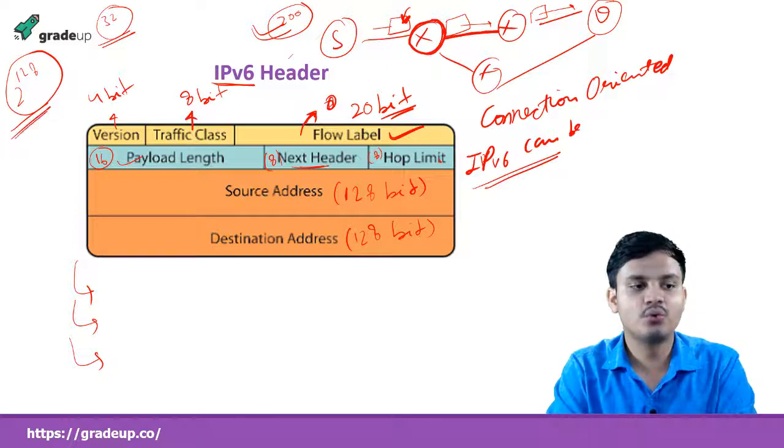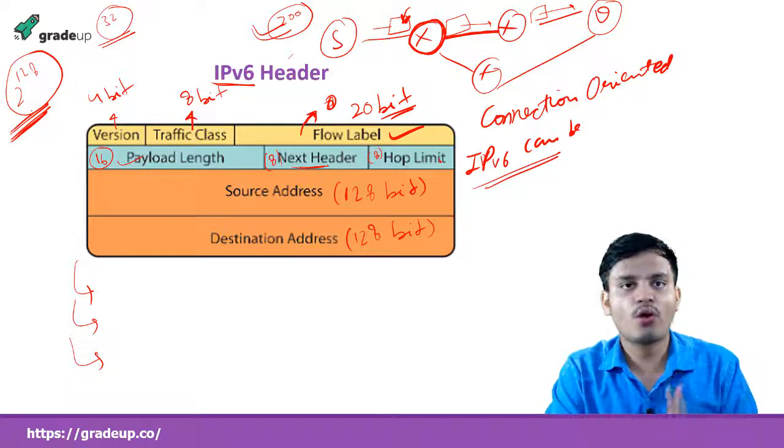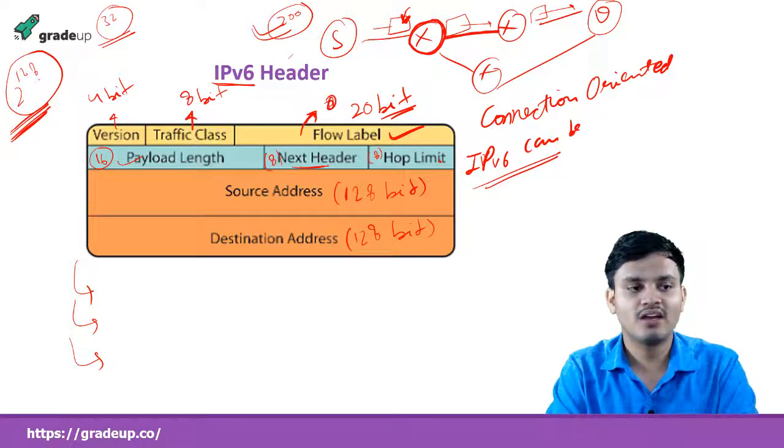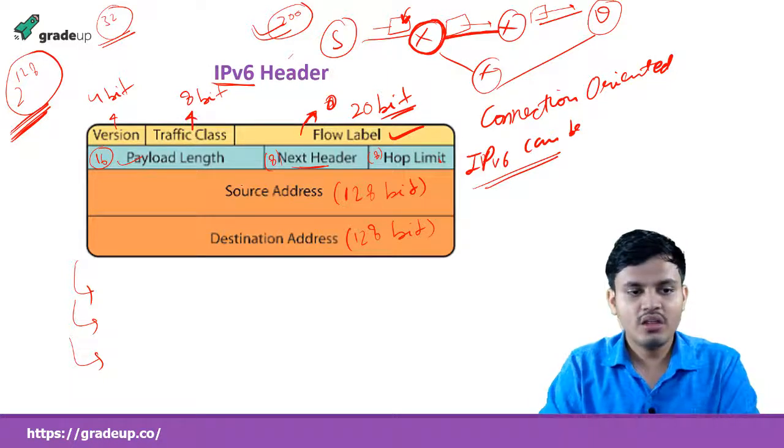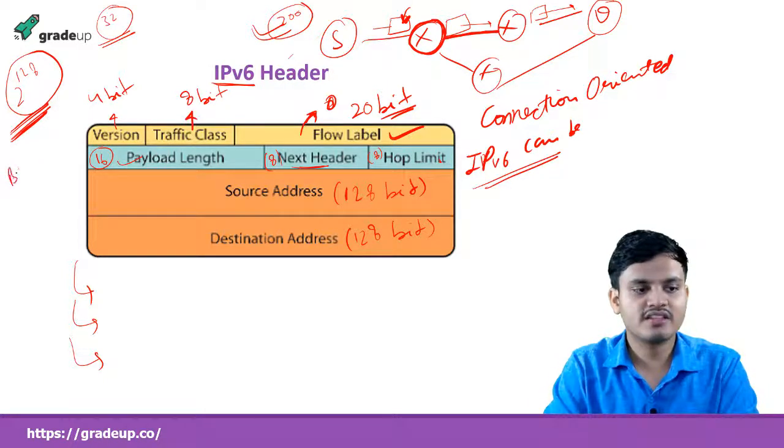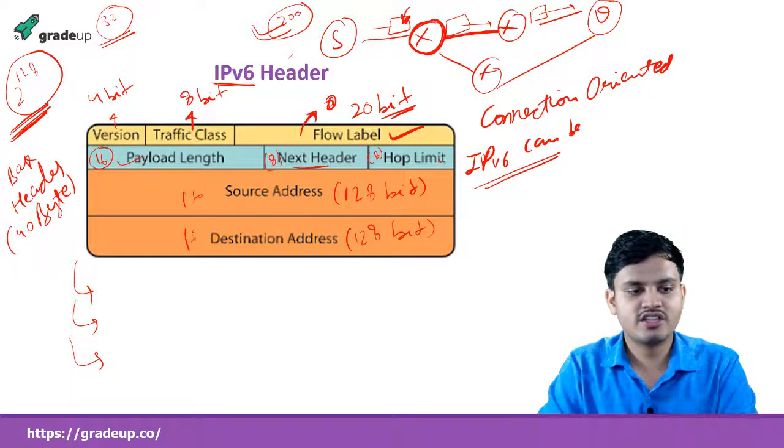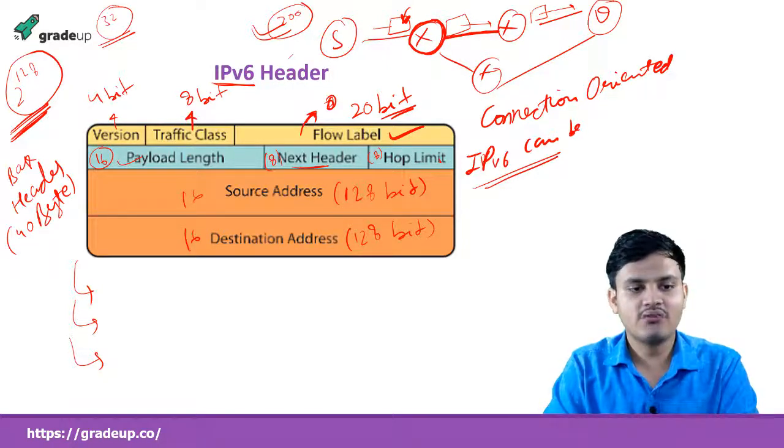This is a very huge number. And I think for about 50 years, we are not going to face a problem of getting fewer IP addresses. If you try to calculate it, it is very huge. Okay, so this is the base header in IPv6, and it is 40 byte. How 40 byte? 16 byte here, 16 byte here, that is 32, and then 4 byte here, 4 byte here. So it is 40 byte.